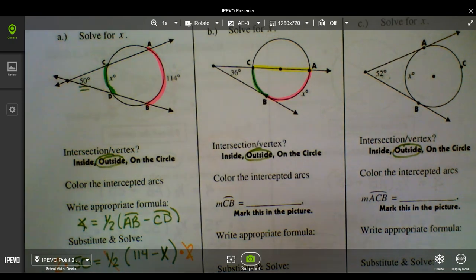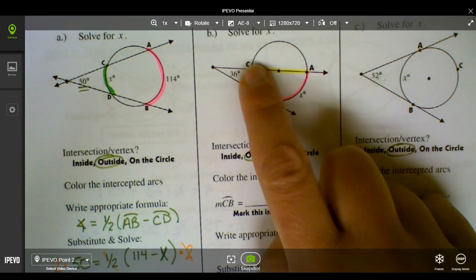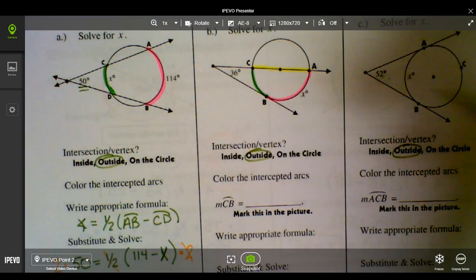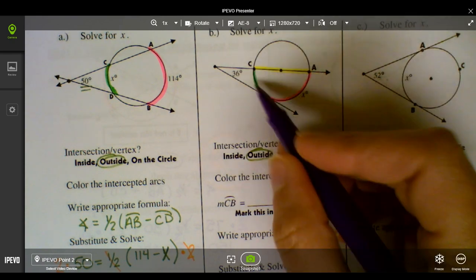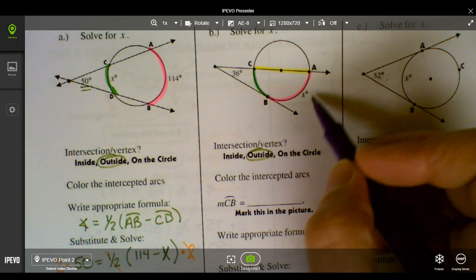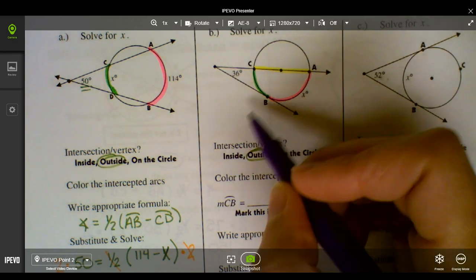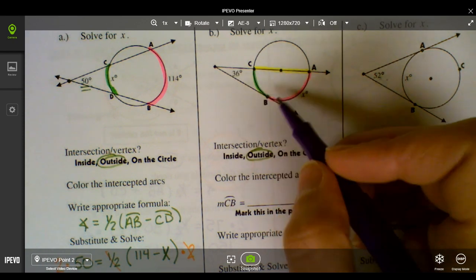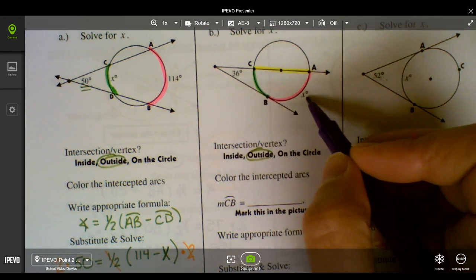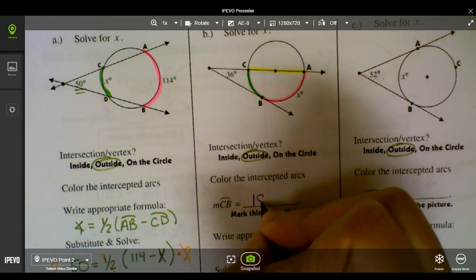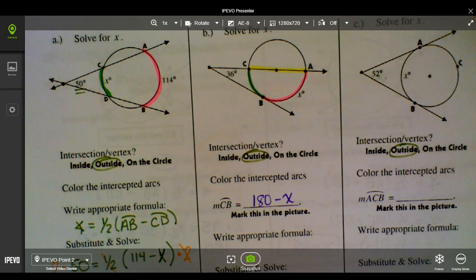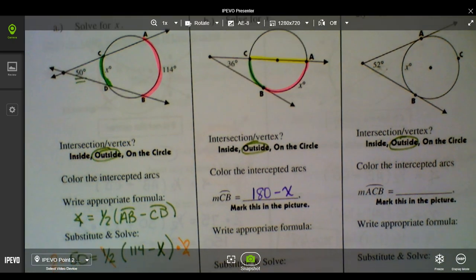So this one's a little bit more trickier. So let's think about this for a second. I need to know what CB is. So for this one, I know that these two have to equal 180 degrees, but I only know that this one is X. So how am I going to figure out what CB is? Well, CB has to be 180 degrees minus whatever this is. So we don't even get a nice number. We get an actual expression over here. CB is 180 minus X.